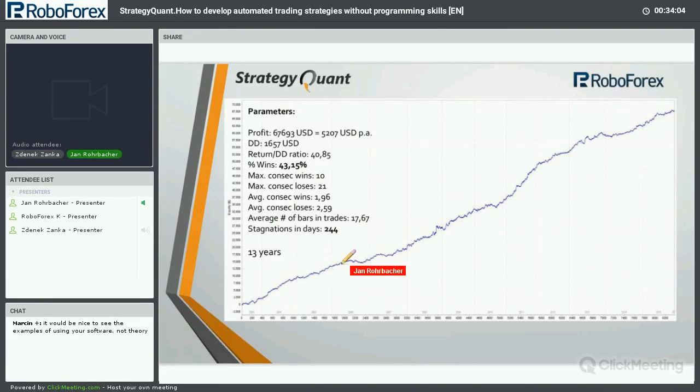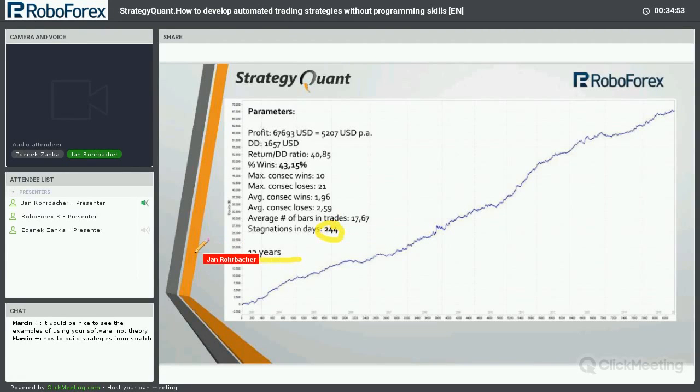What you can see here, at first glance, is that this equity looks very, very nice. It's a really nice shape everyone is dreaming of. However, there is a very interesting number, meaning stagnation in days. As you can see, the history is pretty deep, because the results are based on data from 13 years, dating back to 2003, I think. So basically it's a long history, and you can see there were 244 days when the portfolio stagnated.